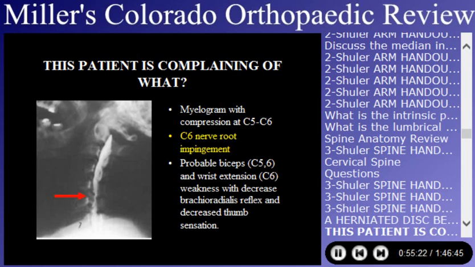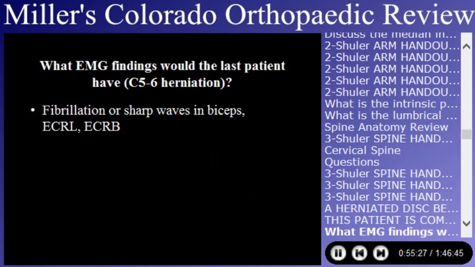Here's an example of a board question, though. Here's how they go to the next level. What EMG findings would you see on this? Don't forget EMG findings for denervation are fibrillations and sharp waves. We don't necessarily have in this review course an EMG section, but fibrillations and sharp waves mean denervation. What would that person have? Biceps, ECRL, ECRB, fibrillation, sharp waves.